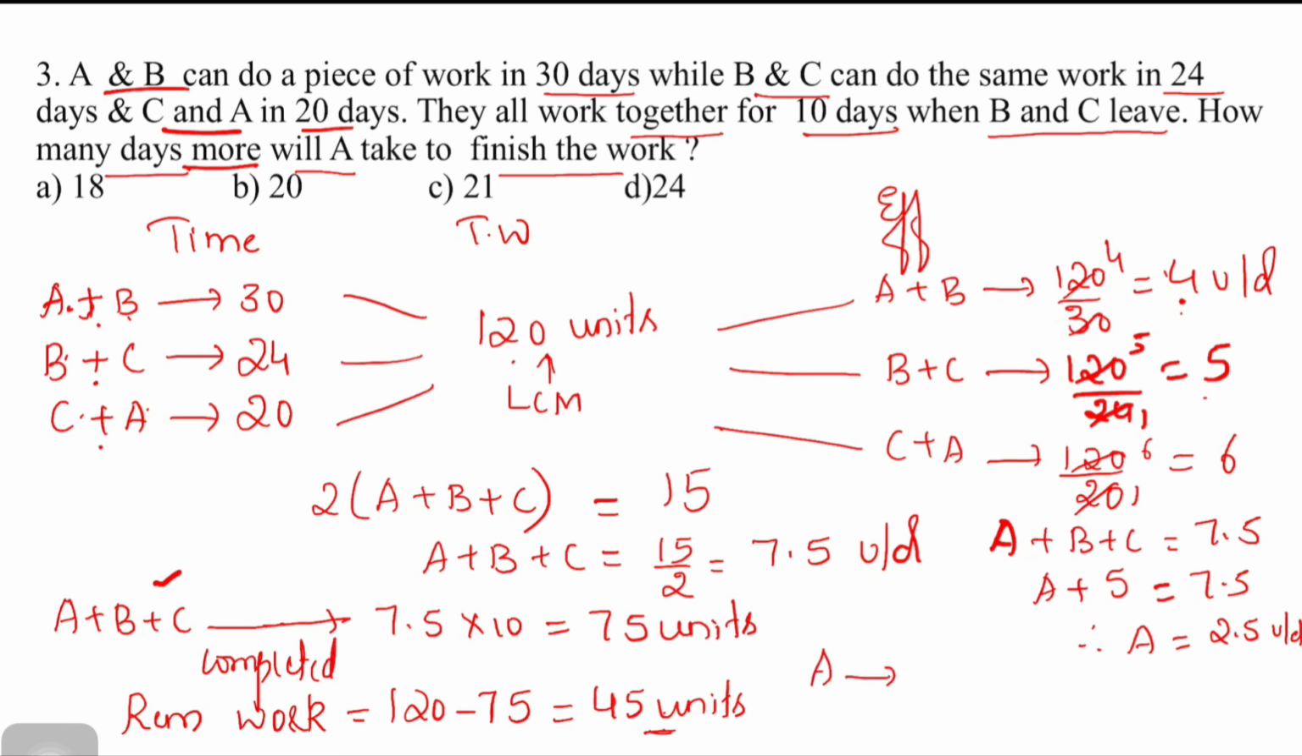So A will complete, total work is 45 units and efficiency is 2.5. So 45 divided by 2.5, which is equal to 45 into 10 divided by 25, because 2.5 means 25 divided by 10, so 10 will go on top. So it is 5 2s are 10, 9 2s are 18 days. So A will complete the remaining 45 units in 18 days. Okay. Next problem.